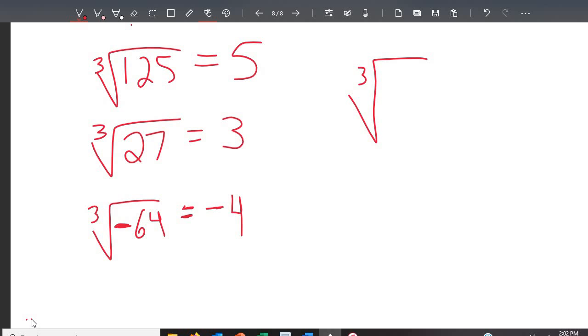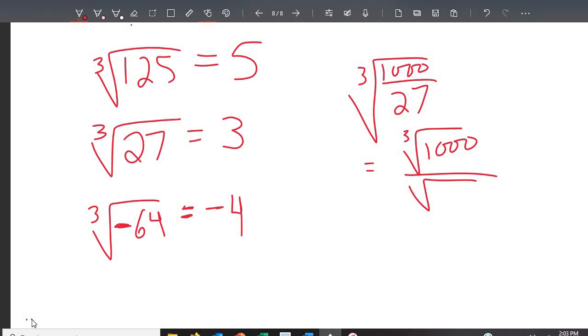Let's say I had the cube root of 1,000 over 27. Well, it's a fraction, so we can break it apart. Take the cube root of 1,000, then take the cube root of 27. What number times itself 3 times equals 1,000? Well, that's 10. And then 27 would be 3.